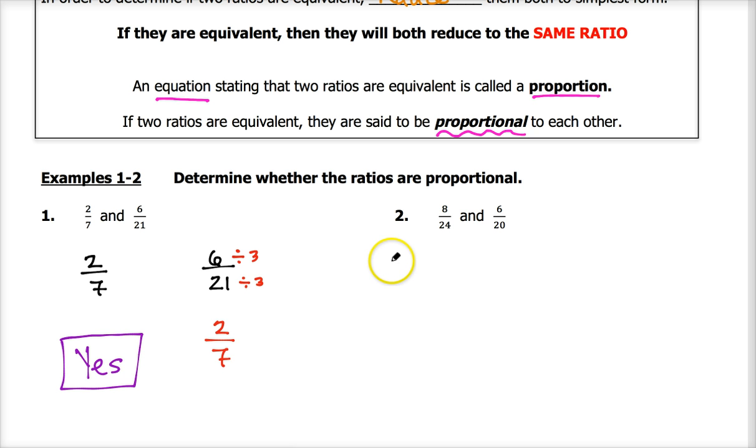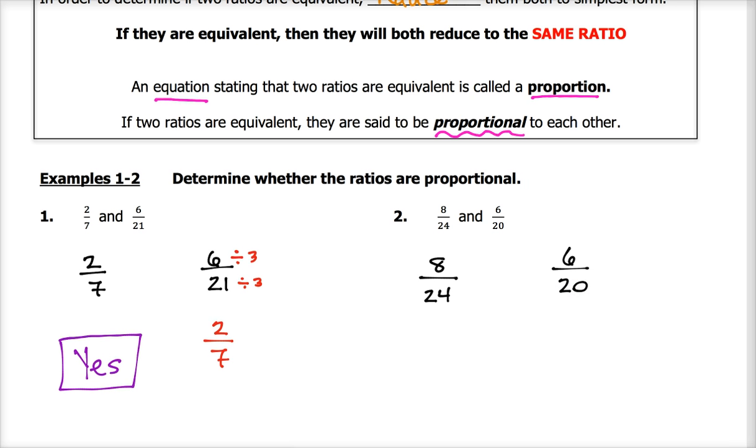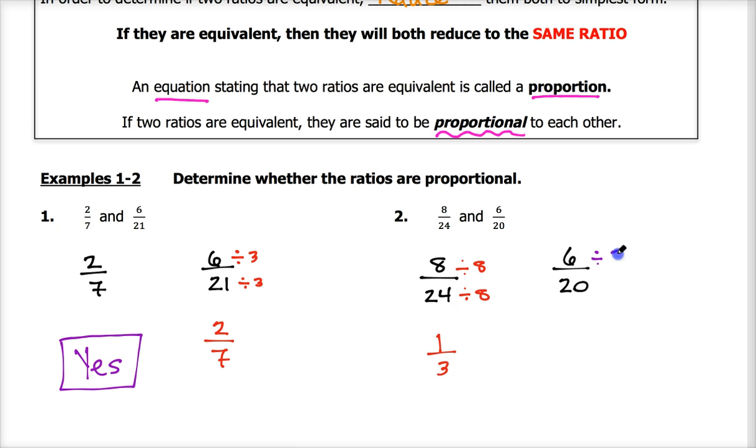Okay, number 2, we have 8 to 24 and 6 to 20. So both of these ratios can be reduced further. 8 to 24, we can divide both 8 and 24 by 8, and this reduces to the ratio 1 to 3. 6 to 20, we can divide both by 2, and that reduces to 3 to 10. Because these are different ratios, once we've simplified them, then we would say no, these ratios are not proportional.